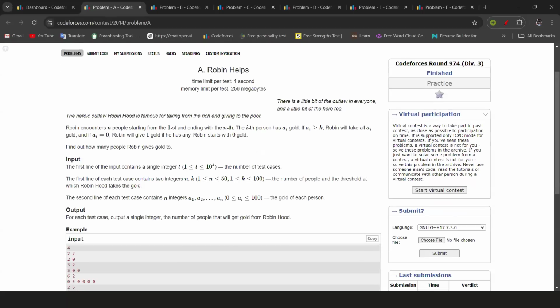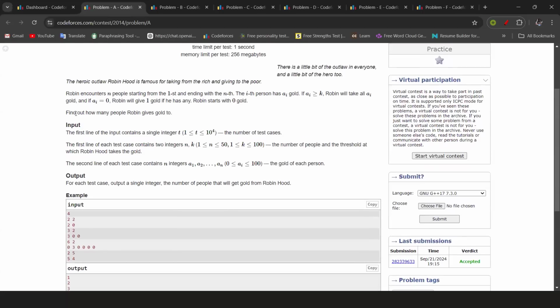So the first problem is Robin Helps. Here we are given that Robin encounters n people, starting from the first and ending with the nth. The ith person has Ai gold. So we are just given n people, and the number of gold that every person has is given in the form of an array. If Ai is greater than or equal to k, Robin will take all Ai gold. If Ai is equal to 0, Robin will give one gold if he has any. Robin starts with zero gold.